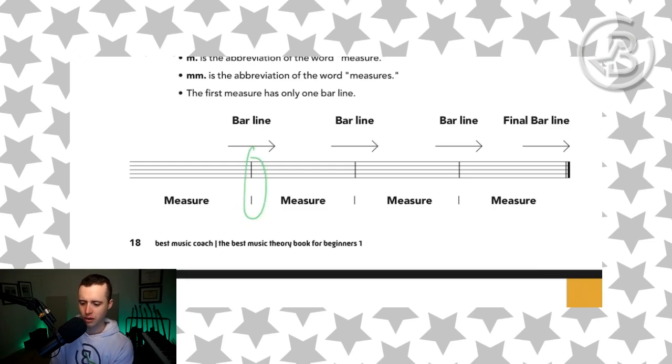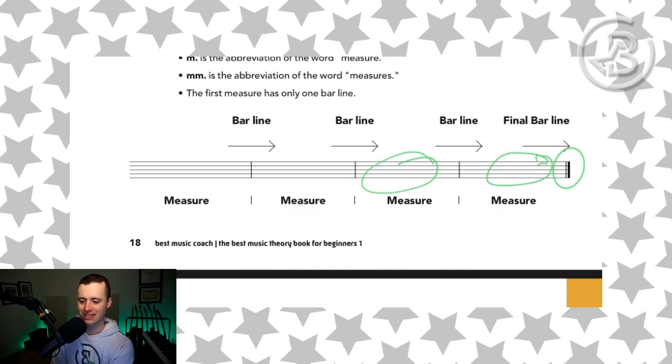Here we have a bar line. Here we have a bar line, and between the 2 bar lines, we have a measure. Between these 2 bar lines, we have a measure. Between these 2 bar lines, we have a measure, and then the song ends at the final bar line.